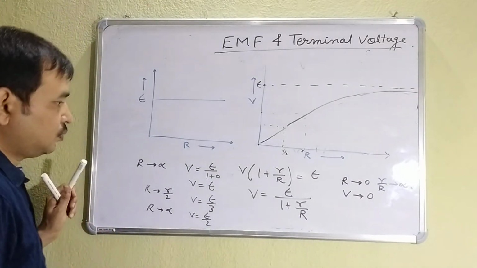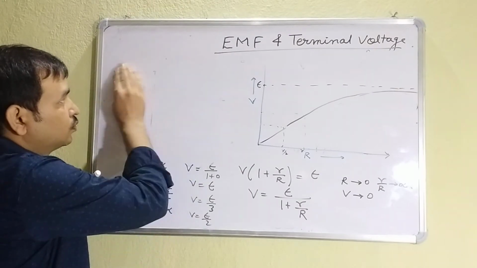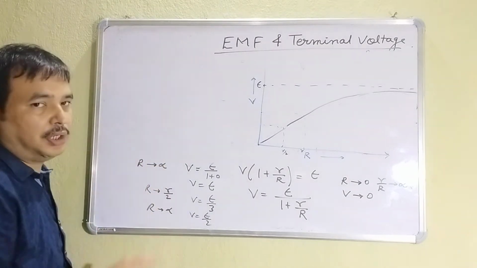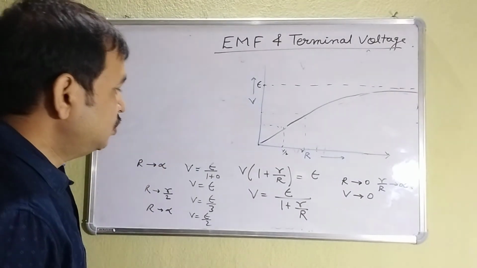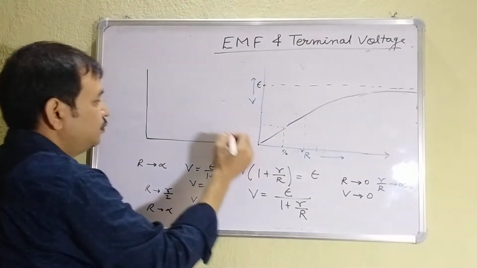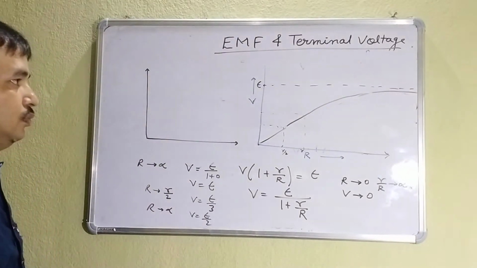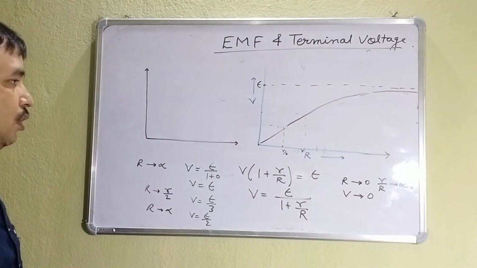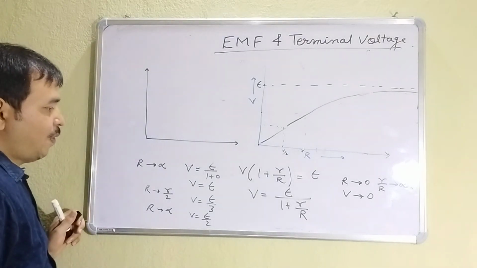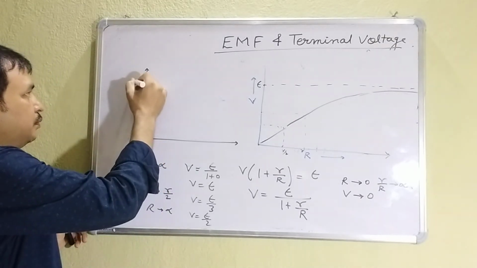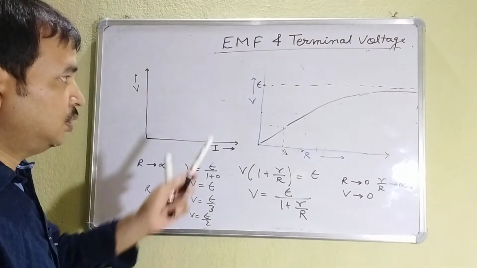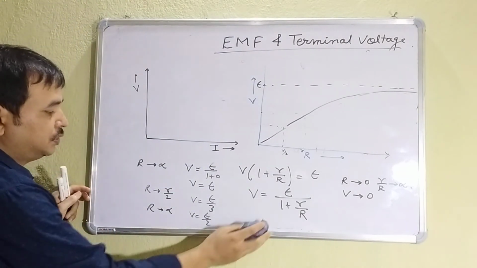Now third one. This is the most important. In this part, generally CBSE is concentrating and asking the questions. What is the third part? Draw the graph between V and I. You can pause the screen and note down all the things.